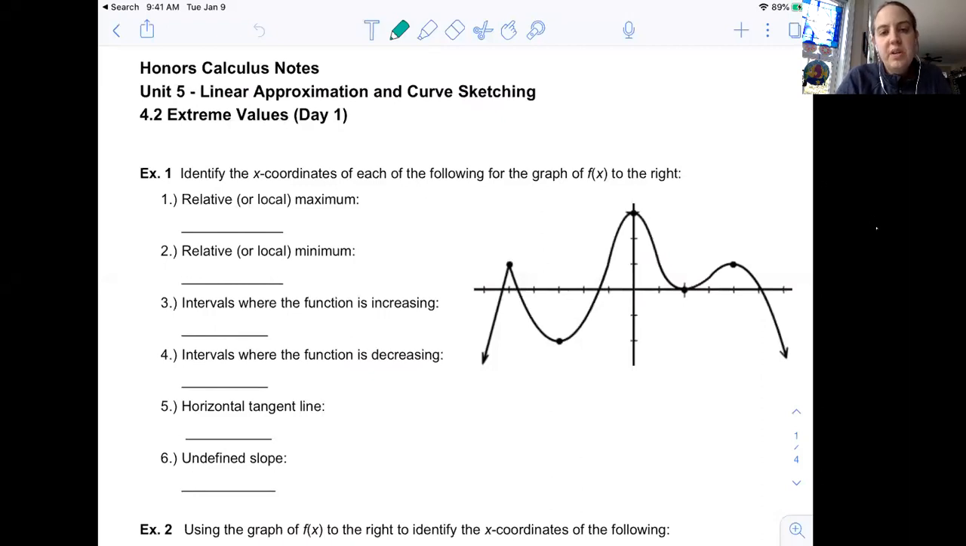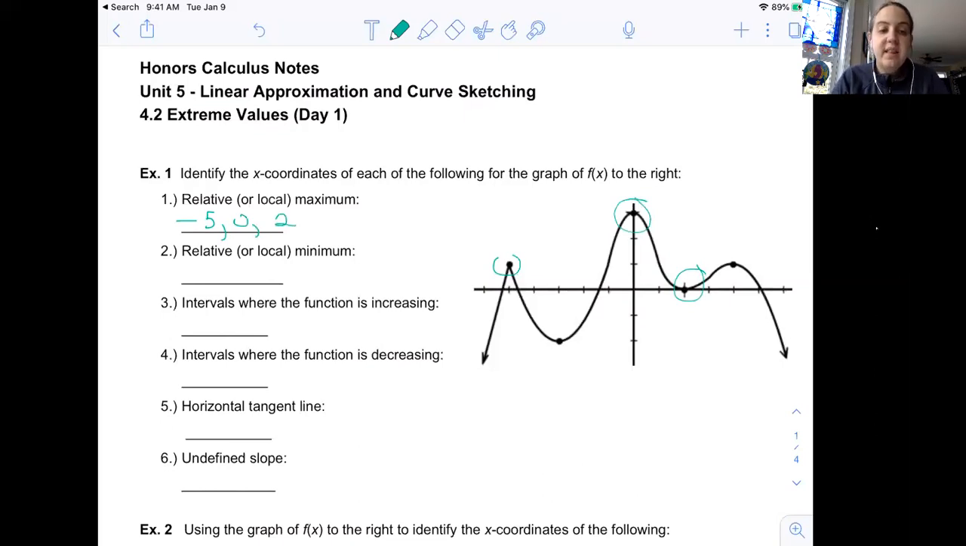So for example 1, we're going to jump right in. Identify the x coordinates of each of the following for the graph of f of x below. So we want local maximum. It's exactly what it sounds like. Your maximums are the high points. So here's a high point, here's a high point, and here's a high point. I didn't ask for the y values for these, just the x values. So you can tell me that the first one is at -5. The second one is at 0, and the third one is at 2.